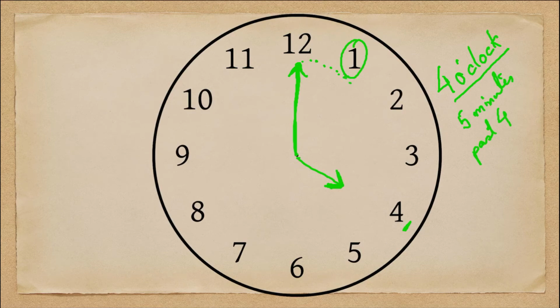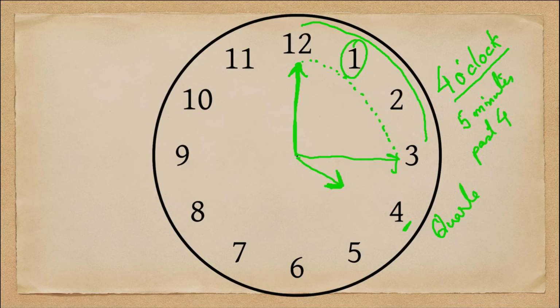Like that, if it comes here, that means it has crossed 15 minutes. That's why we will call it quarter past 4, because we already have 4 o'clock. We have already passed 4 o'clock. So it will be called quarter past 4.